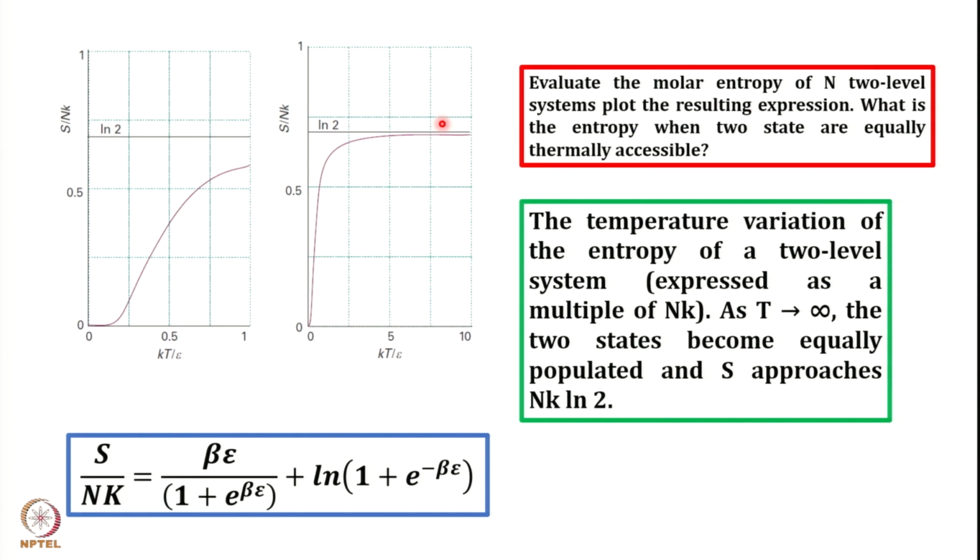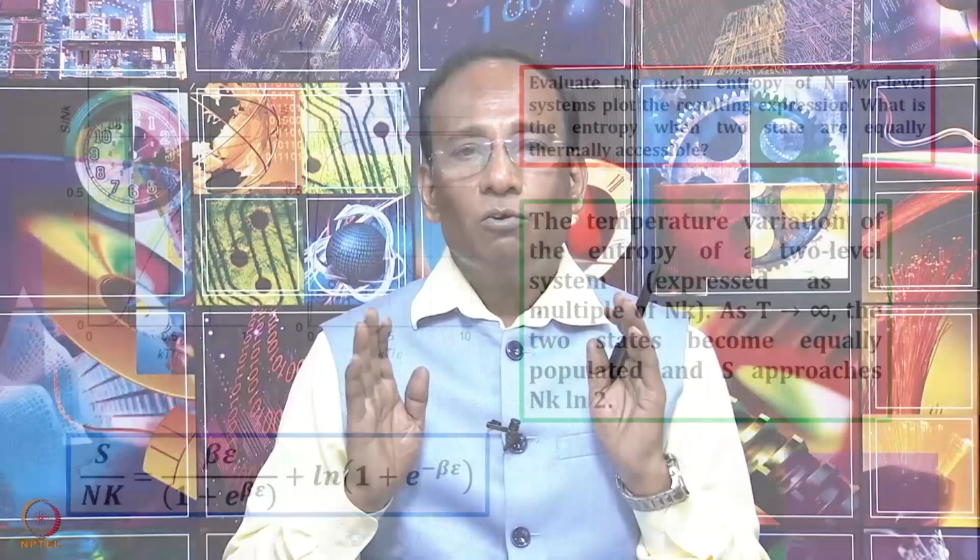Now I want you to take a look at the statement of the question that is given to us. Evaluate the molar entropy of N two-level systems and plot the resulting expression. We have plotted. What is the entropy when two states are equally thermally accessible? So if we are considering only two states, two levels, then at what temperature are the two states equally thermally accessible? We have already discussed that. When temperature approaches infinity.